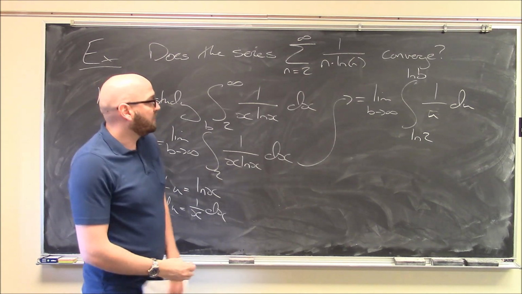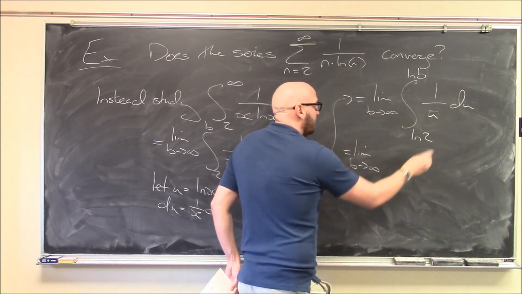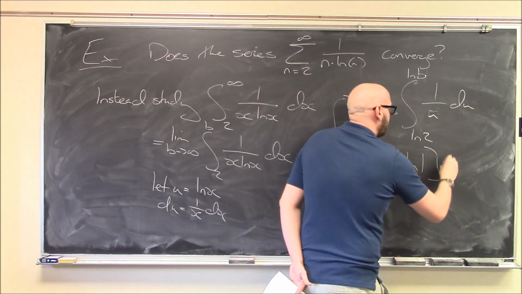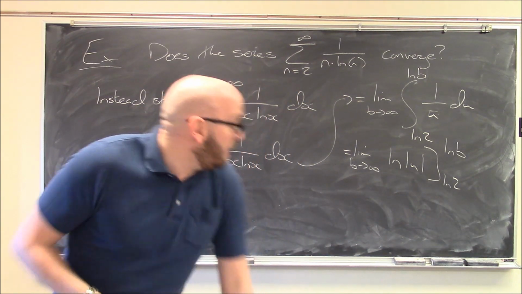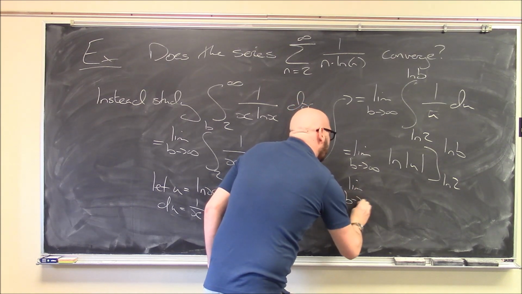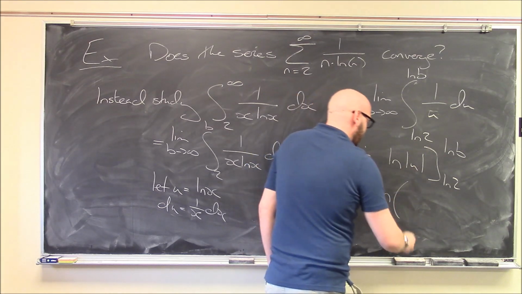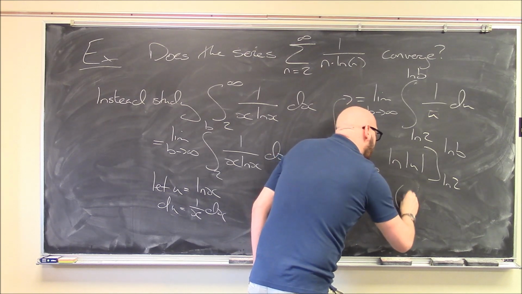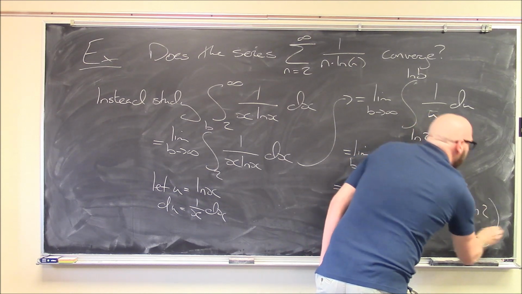Alright, so we've transformed this integral into 1 over u, and things are looking pretty good now. This is the limit as b goes to infinity of the integral of 1 over u, which is ln of u from ln of 2 to ln of b. And we're going to have lots of natural logs here. This will be the limit as b goes to infinity of, let's write this in a nicer way, ln of b minus ln of 2.